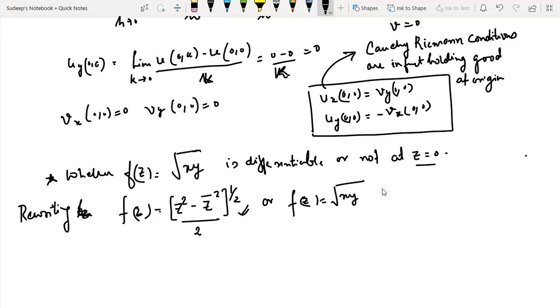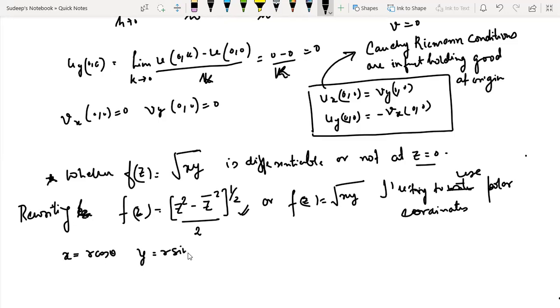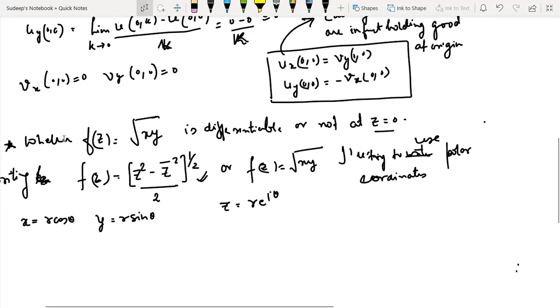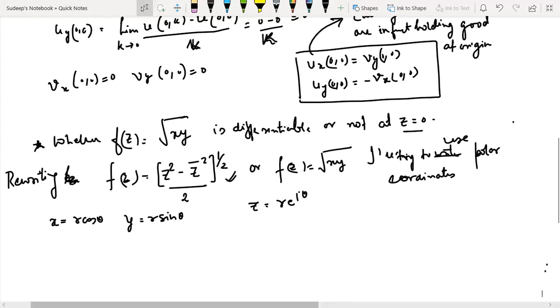So I'll do a better thing. I'll try to use polar coordinates. That would help me, right? It's better to use polar coordinates, since we are talking of the origin. In polar coordinates, you know that x can be written as r cos theta and y can be written as r sin theta. Or simply, any complex number can be written as r e to the power iota theta.